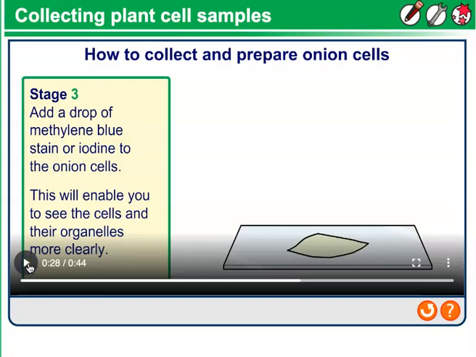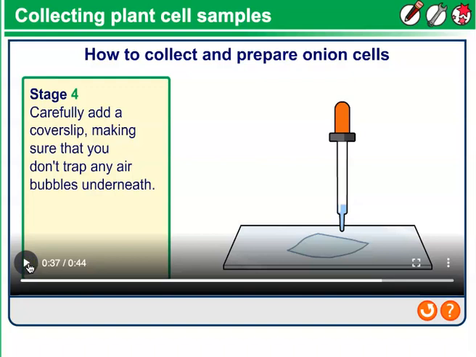Stage 3, we're going to add a drop of methylene blue or iodine to the onion cells. This will enable you to see the cells and their organelles more clearly. Stage 4, we're going to carefully add a cover slip, making sure that we don't trap any air underneath.